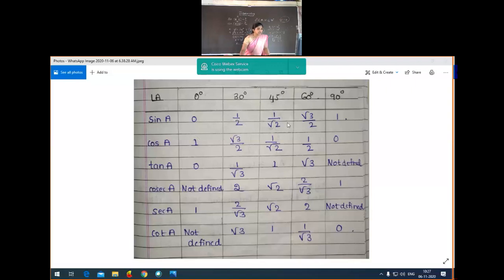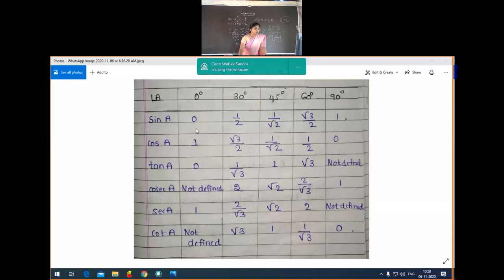sine 45 is 1 by root 2, sine 60 degrees root 3 by 2, sine 90 is 1. Then cos 0 is 1, cos 30 is root 3 by 2, cos 45 is 1 by root 2, cos 60 is 1 by 2, cos 90 is 0. Tan 0 is 0, tan 30 is 1 by root 3, tan 45 is 1, tan 60 degree is root 3, tan 90 degree not defined.